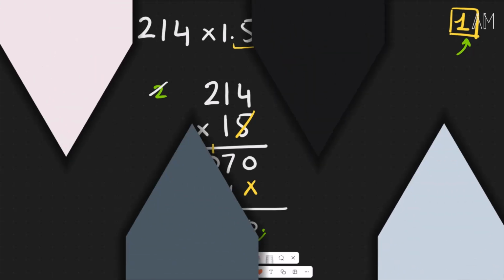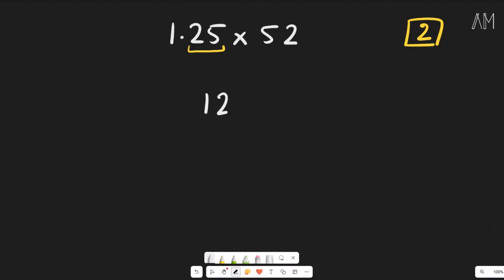Let's take another example. Let's take 1.25 multiplied by 52. The same thing. We count how many digits we have in the decimal world. In this case, I have 2, so I will put 2 in the box. And I will start my multiplication like there's no decimal point. 125 multiplied by 52. So let's get started.